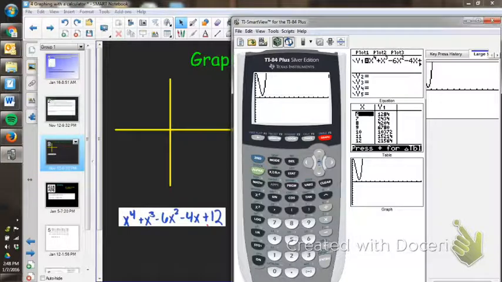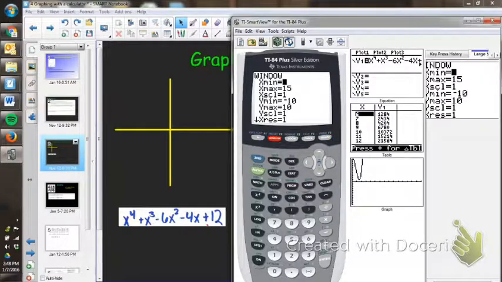Oops, sorry, I did x's instead of y's. Whoops. Long day, guys, I'm sorry. There's negative 10, now it's negative 11. Negative 10 to 10. Let me change my y's like I meant to do originally. I'm sorry, guys.